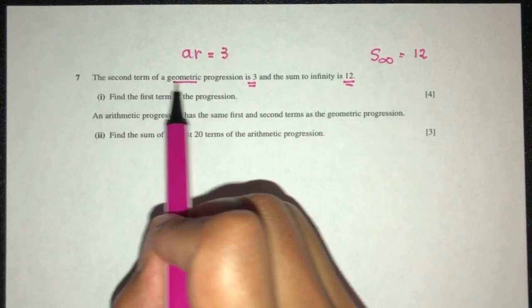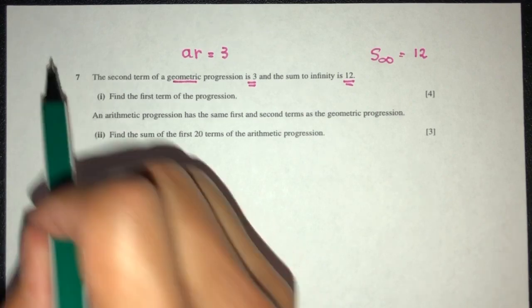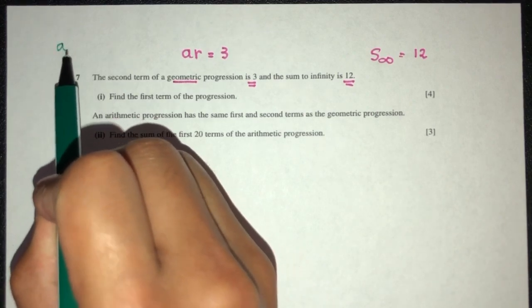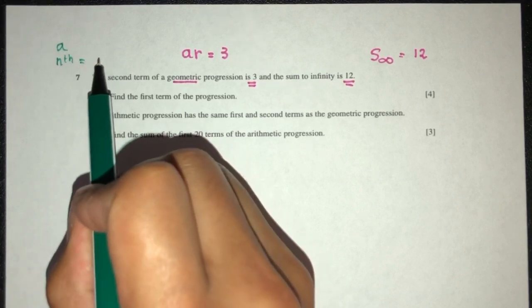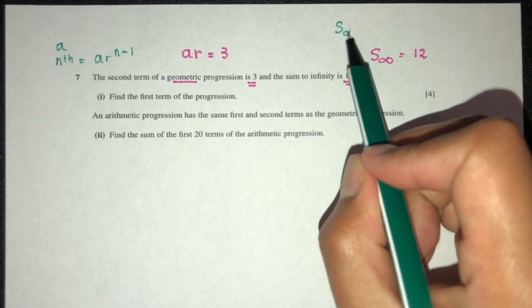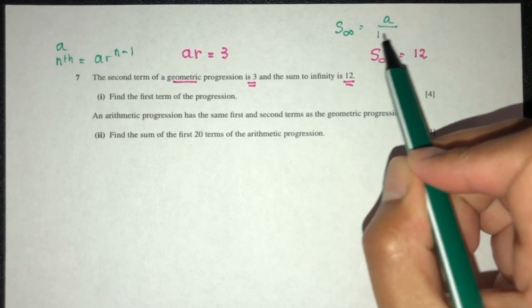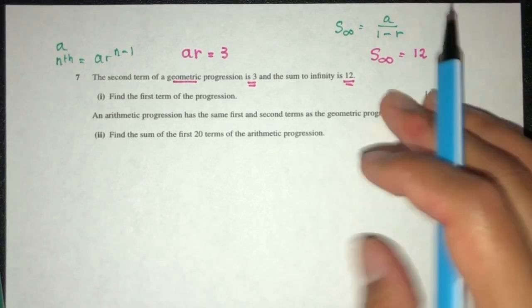Again, it is given to you already the type of progression this is. We are given all the formulas in the sheet, so we can just copy them. The first term is A, we know this. The nth term is given by AR^(n-1), and the sum to infinity is given by A divided by 1 minus R. Right. Now we can use this to follow up with the questions.